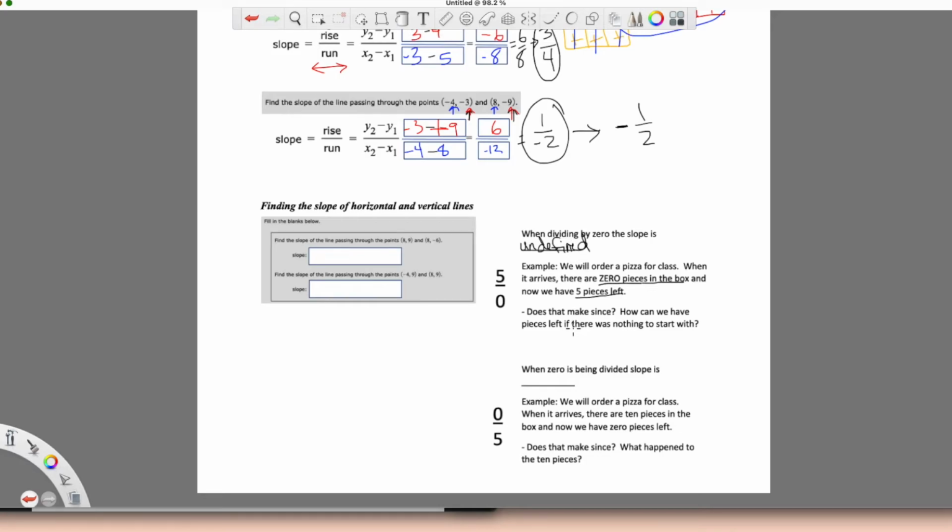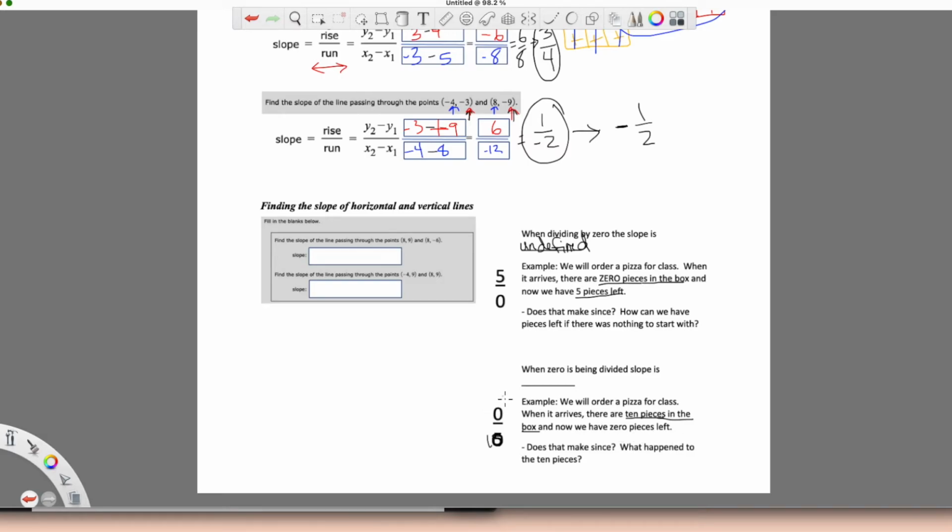All right, so now let's read the second example. We're going to order pizza again for class. When it arrives, there are 10 pieces. Oh, that was supposed to be a 10, darn it. I forgot to change that on my diagram there. There are 10 pieces in the box. So now we did have some pizza in the box. Yay, there's something there. And now we have 0 pieces left.